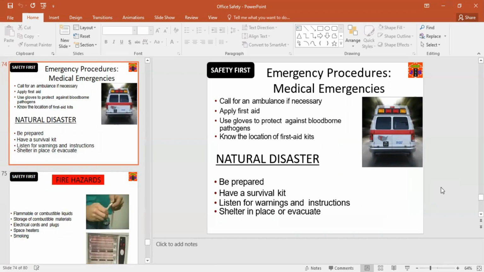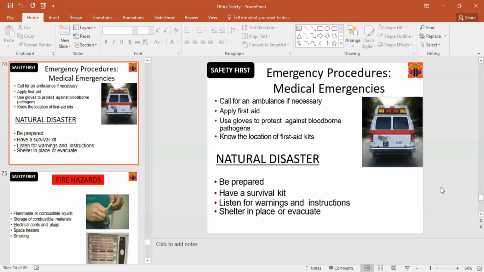There might be a medical emergency. Call for an ambulance if necessary. Apply first aid. Use gloves to protect against bloodborne pathogens. Know the location of first aid kits. And if you are qualified, start first aid and CPR.